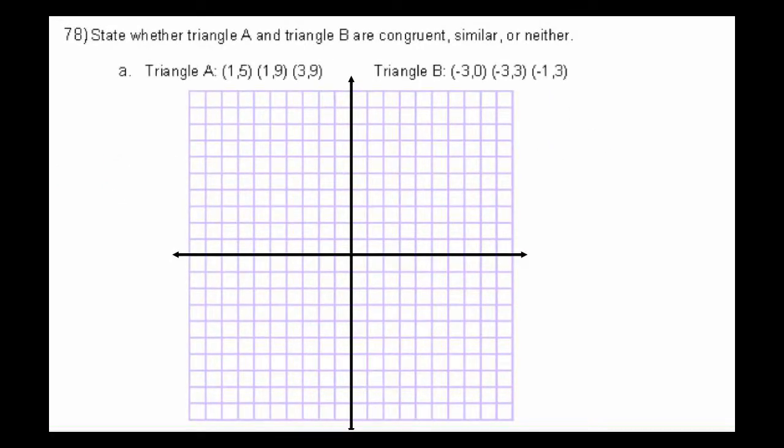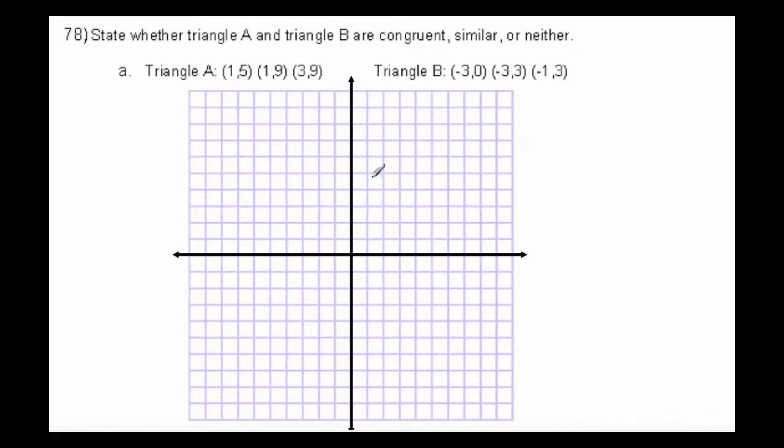Okay, it says state whether triangle A and B are congruent, similar, or neither. We know congruent means exactly the same, and similar means the same shape but different size. Neither means that it's neither congruent nor similar. It's a completely different triangle. Let's go and plot our points.